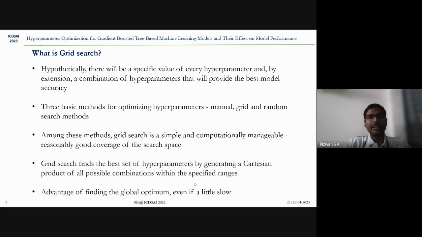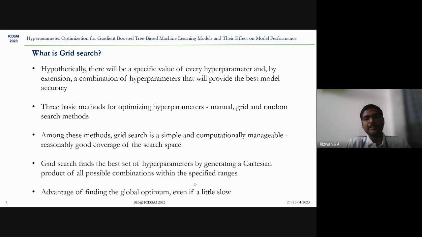Coming to grid search. What is grid search? As I said in the previous slide, all these boosting models have several hyperparameters. Each hyperparameter will have a specific value, at least hypothetically speaking, and a combination of these hyperparameters will provide the best model accuracy or performance. However, there are several techniques or methods to arrive at this specific combination of hyperparameters. There are three basic optimizing algorithms for hyperparameters. One is manual, where we supply the manual values. One is grid search, and the other one is random search. There are other optimizing algorithms as well, but I have taken here the common ones.